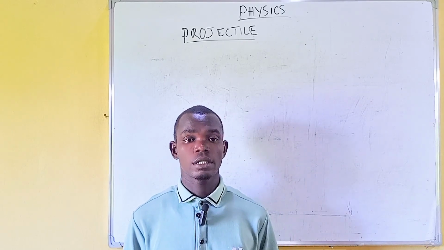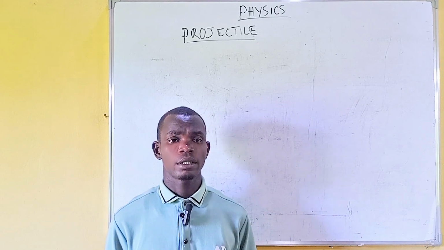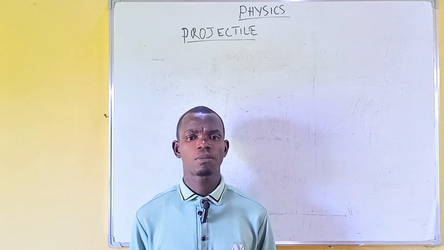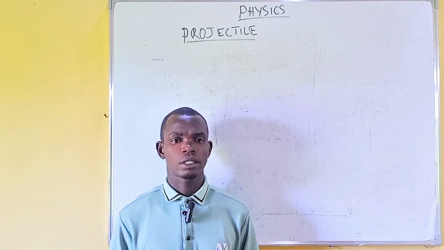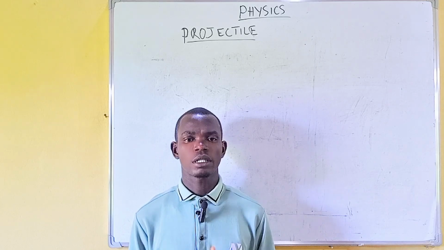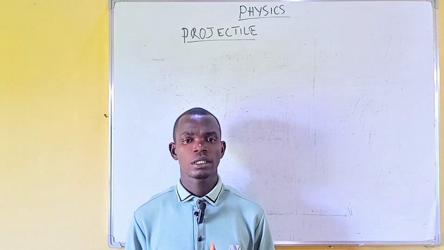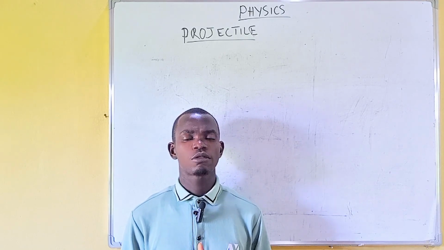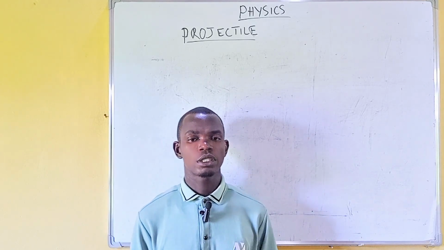Welcome to today's physics class, and today we'll be talking about projectile. And what is projectile? A projectile is an object that is thrown, launched, or propelled through the air under the influence of gravity and follows a curved trajectory. Examples of projectiles are: 1. A stone released from a catapult, 2. A bullet fired from a gun, and 3. An athlete doing the javelin.